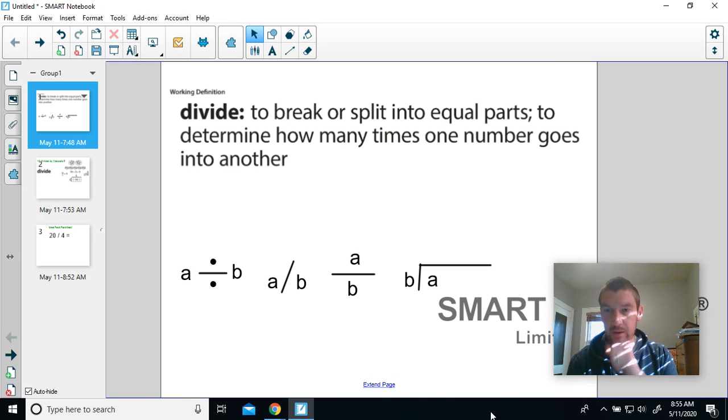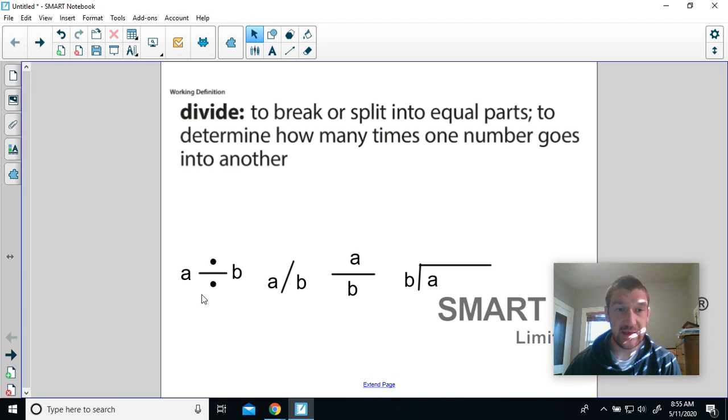Okay. So when you divide, that means you're breaking or splitting a number up into equal parts. Or you can also think of it as how many times one number goes into another number. And one thing that I think can be tricky with division is how many different ways it's written. So sometimes you see division written like this, where you have this symbol with a line and a dot above and below it. So one number divided by another number.